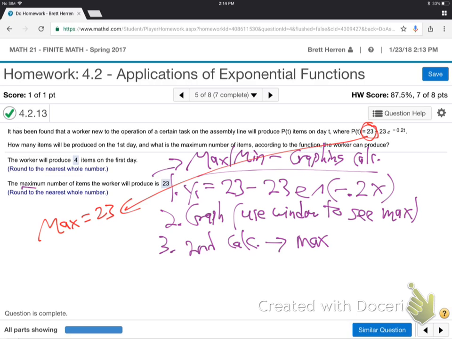So it's just 23. The max is just that number in the front there. That is the max on that one. That's what the graphing calculator shows with those steps. Forget about this second calc max, I didn't do that. I just graphed it and moved the cursor around. Good enough.